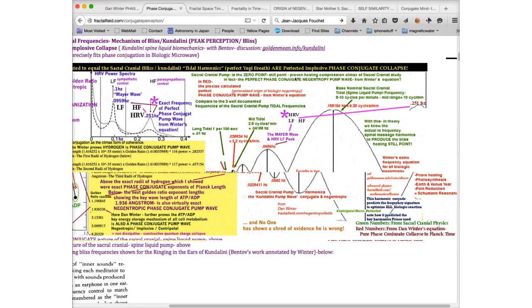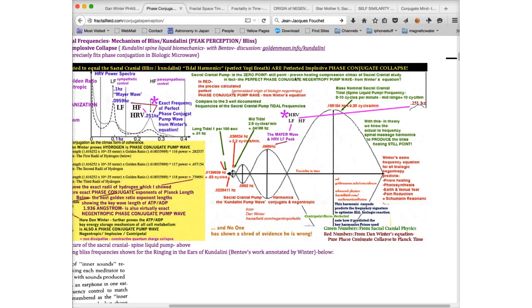Again, we're presenting the hard data here. On the top, we have the frequencies of LF and HF in this chart of phase conjugation based on Planck time. This is fractality in time. And here on the bottom, we have the known frequencies of the sacrocranial pump wave. Remember, if your spine liquid is pumping, it's clinically impossible to be depressed. That's Upledger's work. And the spine liquid pump frequency is called the tidal. Look at that. They fit this chart beautifully.